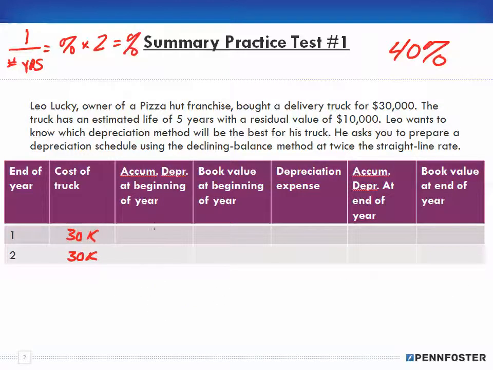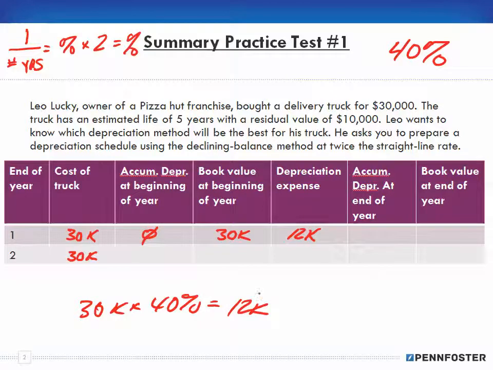So at the beginning of year one, our accumulated depreciation is zero. And our book value is the full amount, which is our cost of $30,000. So now our depreciation expense is the $30,000 times that 40%, which gives us $12,000 of depreciation expense. So at the end of the year, we've taken 12,000 in accumulated depreciation, right? Because of the 12,000 in depreciation expense, and our book value is the 30,000 less the 12, and that means it is 18,000 at the end of year one.